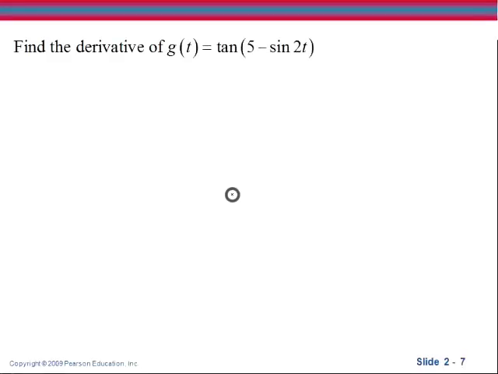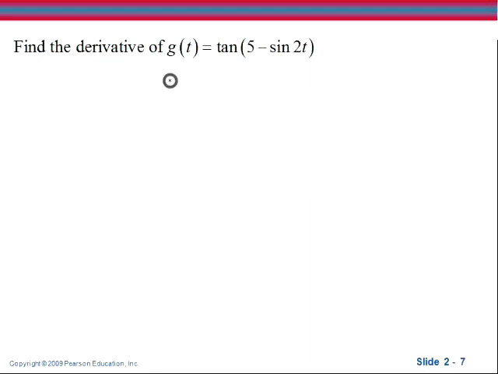Now we're going to look at more applications of the chain rule. For this problem, we're going to look at an application where we have to apply the chain rule more than once. Here we have the tangent of our inside function, which is 5 minus sine 2t. But we also have sine 2t, which is a composite function. So this will require us to use the chain rule more than once.